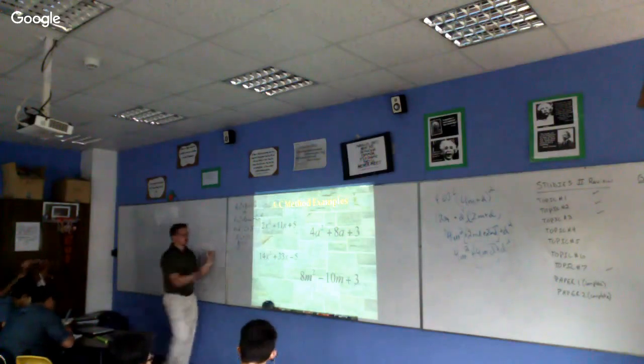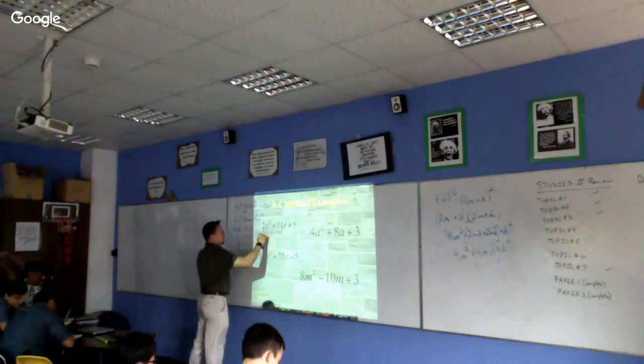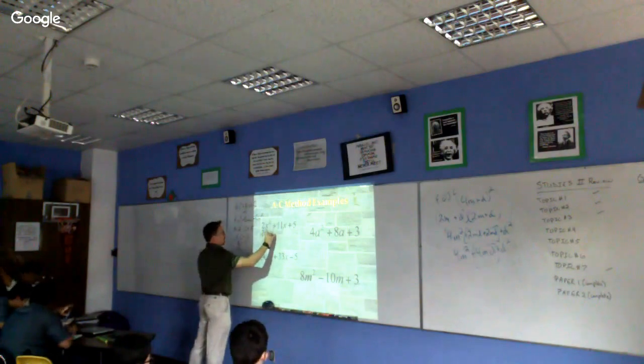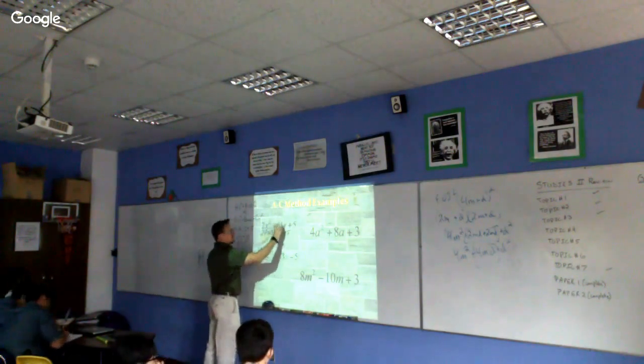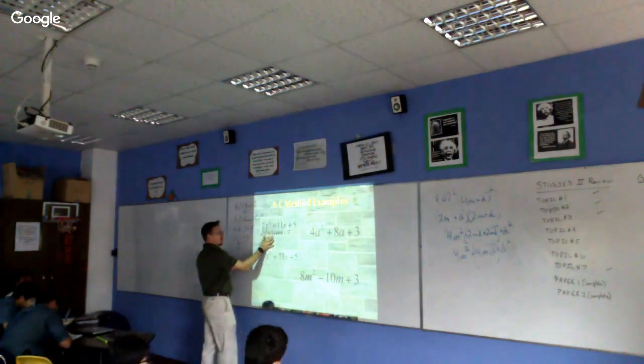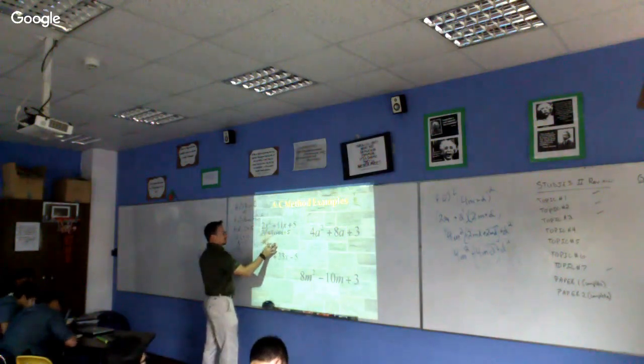1. So we have 2x squared plus 1x plus 10x plus 5. 1 plus 10 gives me 11, so far so good. What do these two things have in common? X. Pull it out. What's that? 2x plus 1.